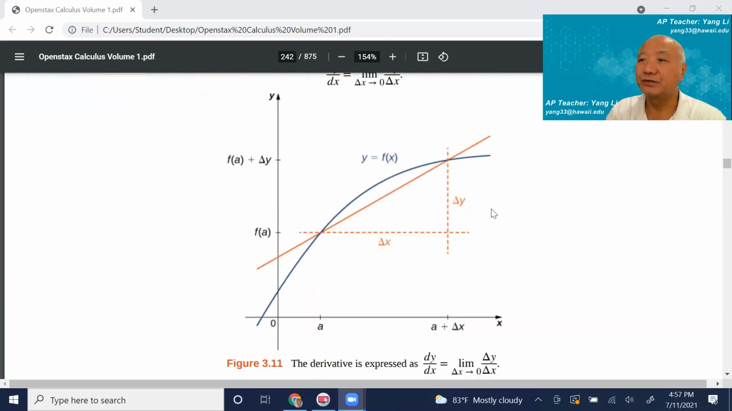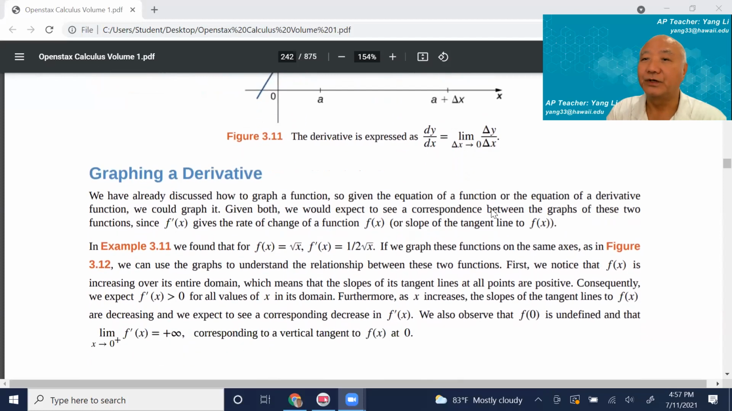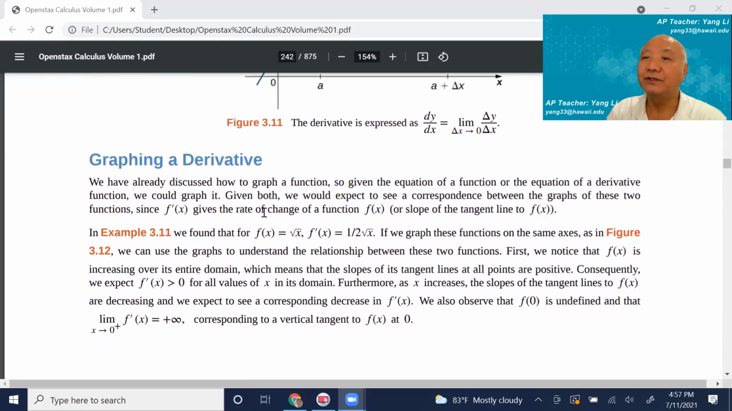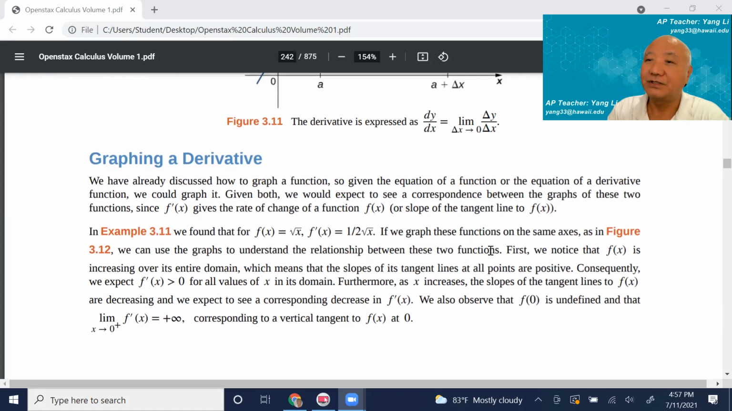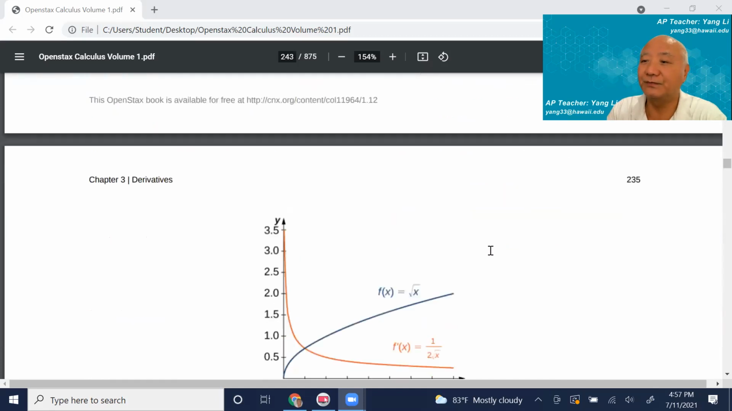So we can go to here. We go to graphing the derivative, okay? Through graphing the derivative, we can get a deeper understanding of the relationship between the graph of the function and the graph of the derivative function. And then you can compare and see something there, okay? Let me just show you this one here.